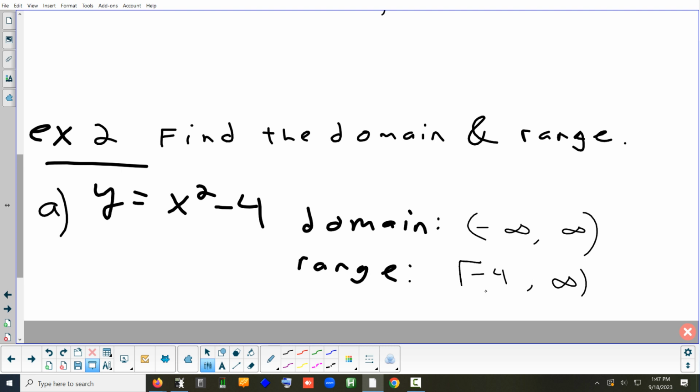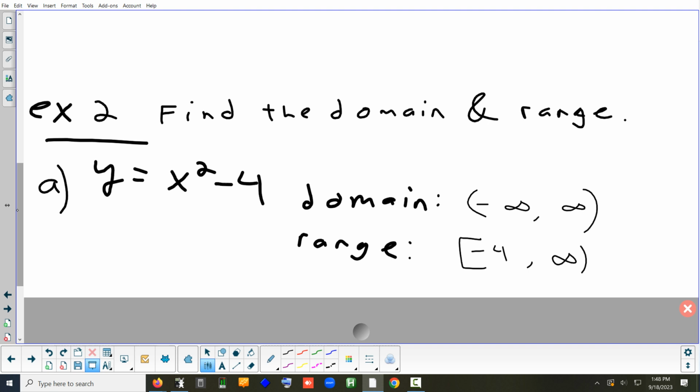Since we do reach negative 4, we put a bracket on it. That's like saying y is greater than or equal to negative 4. That's the range here. Greater than or equal to negative 4.